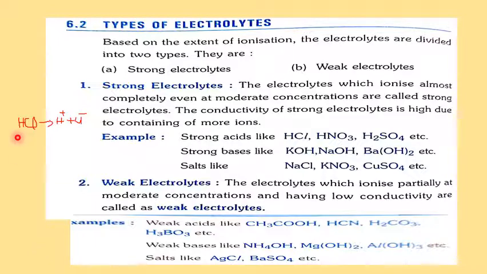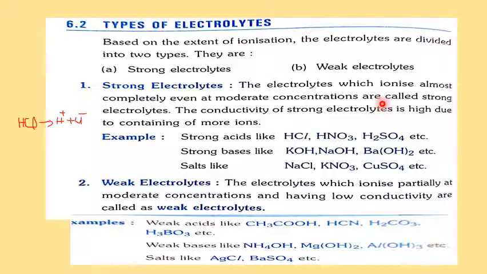It will be taken at moderate concentrations. How much amount of HCl we have taken, that much of HCl dissociate or ionize into H plus and Cl minus. That means if we take 100 molecules of HCl, 100 molecules dissociate into 100 H plus and Cl minus. That means the electrolytes which ionize almost completely even at moderate concentrations are called strong electrolytes.